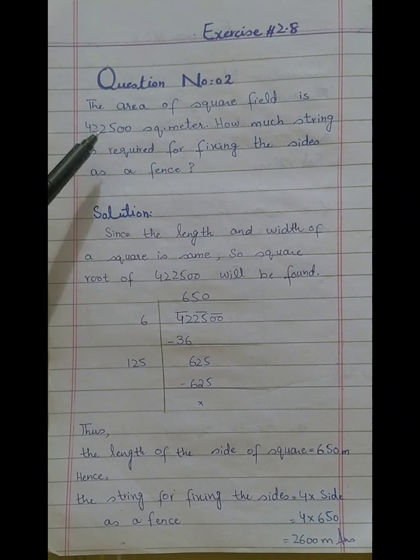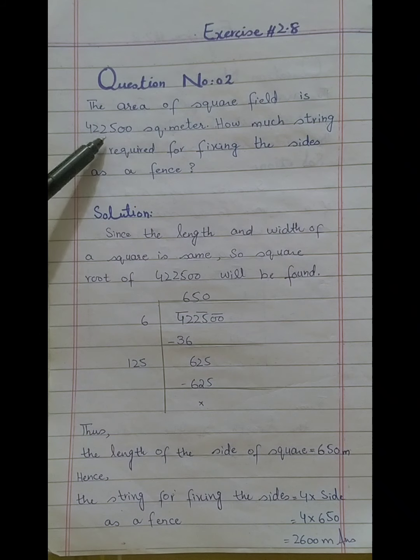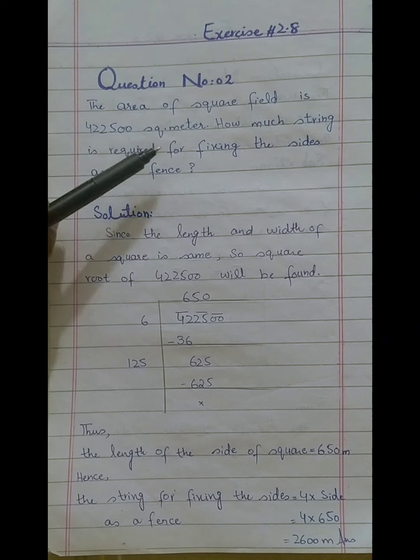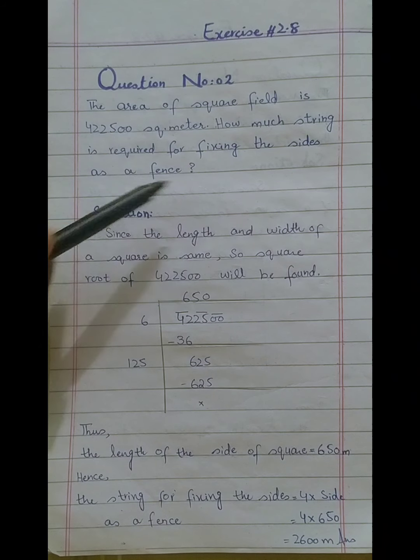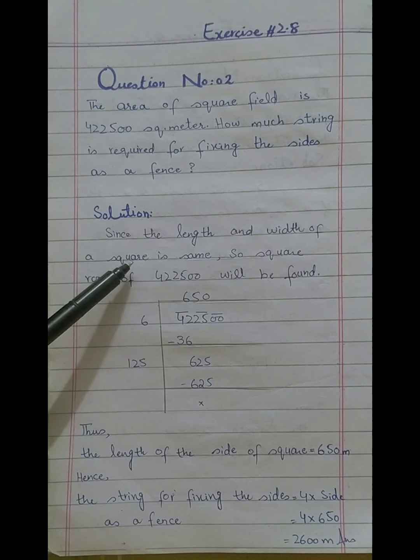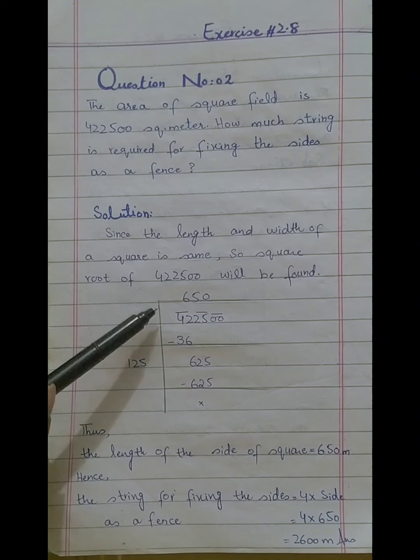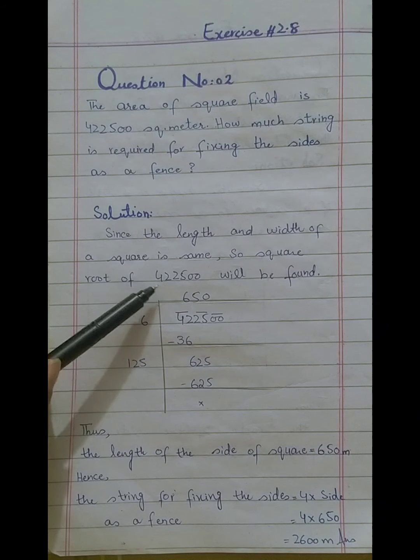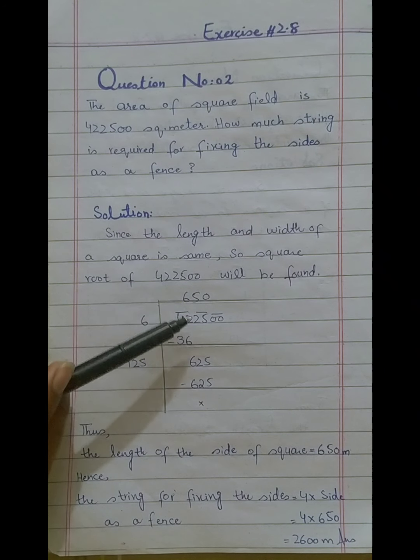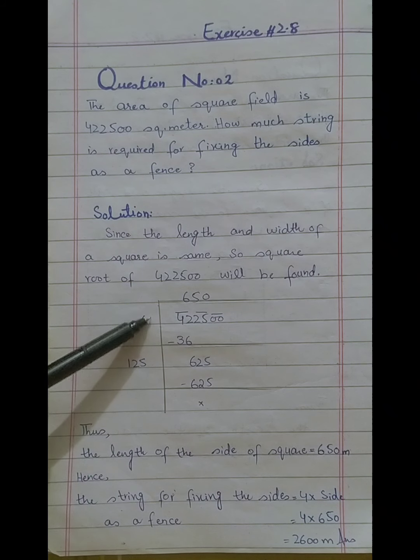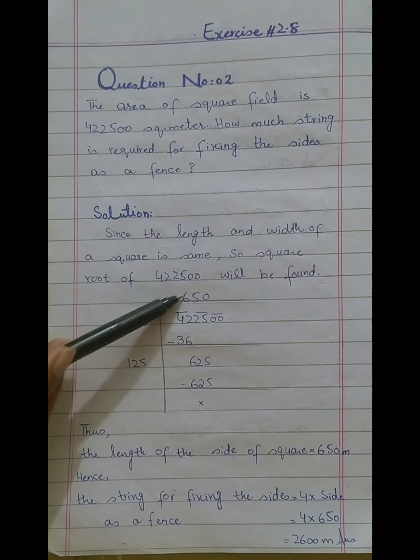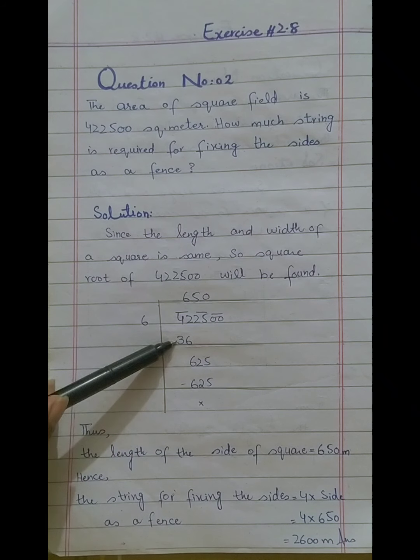The second question is: the area of a square field is 4,22,500 square meter. How much string is required for fixing the side as a fence? Since the length and width of a square are the same, the square root of 4,22,500 will be found. According to the division method, we make pairs and then we take the value 6 multiplied by 6, which is equal to 36.